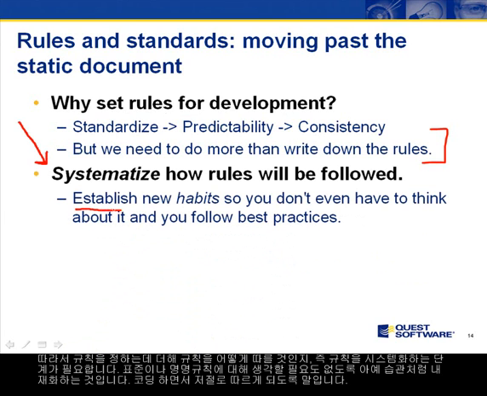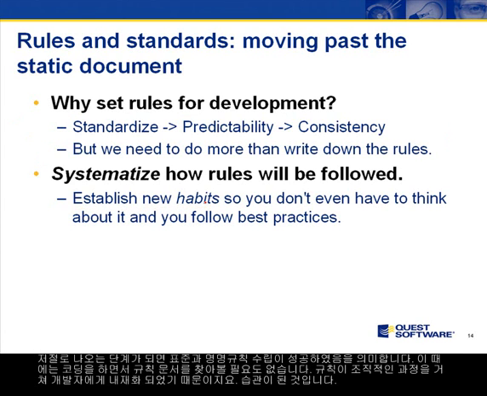Essentially, what you want to do is establish new habits so that you don't even have to think about your standards and your naming conventions. As you write your code, it just happens naturally. That's the real sign of success of a set of standards and naming conventions. People don't even realize they're following them. They don't have to check the document. It's been internalized through systematic process, and you develop new habits.